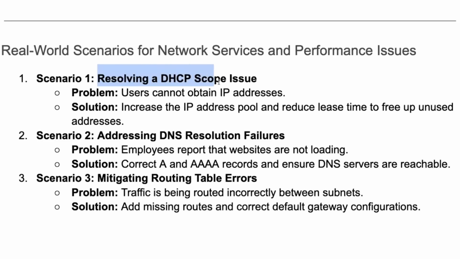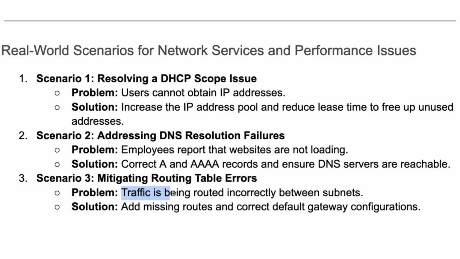Resolving a DHCP scope issue: the problem is that users can't obtain IP addresses. So you would increase the IP address pool, meaning the scope, the range of the IP addresses, and then reduce the lease time to free up unused addresses. Scenario 2 would be addressing the DNS resolution failure. The problem is that employees report that websites aren't loading. So you would correct the A records for IPv4 and quad A records for IPv6 and ensure that the DNS server is actually reachable.